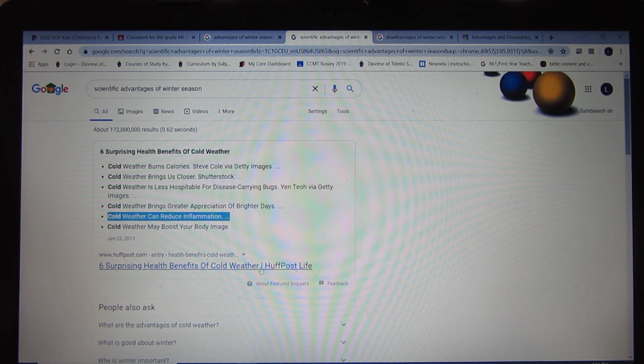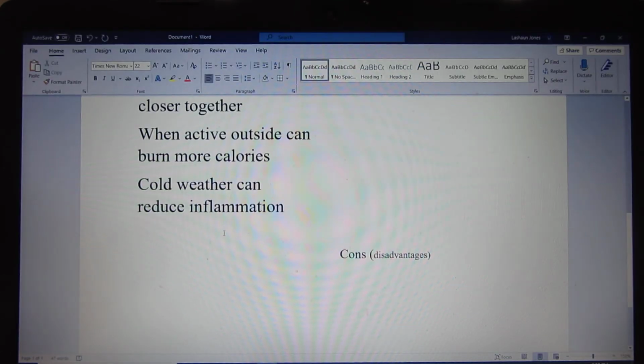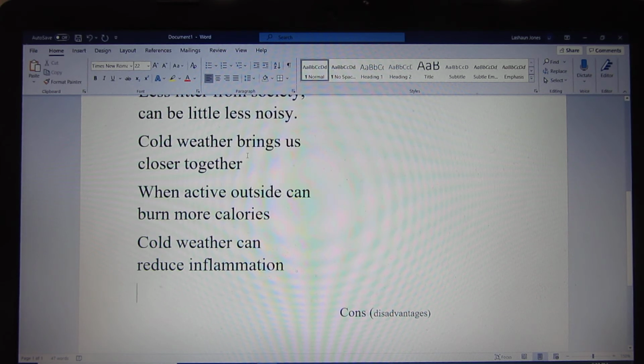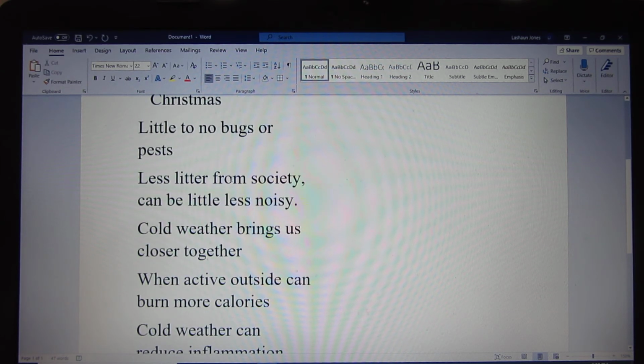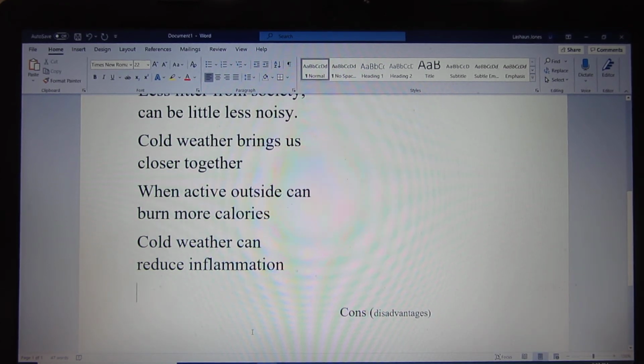And cold weather may boost your body image. I'm not sure about that. Cold weather is less hospitable for disease-carrying bugs. I'll write that down. Yes. So like mosquitoes and ants. I know we wrote something down similar to it. We wrote down cold weather, oh yeah, little to no bugs or pests. So we might have to combine those two things together, but I'm still going to write it down.